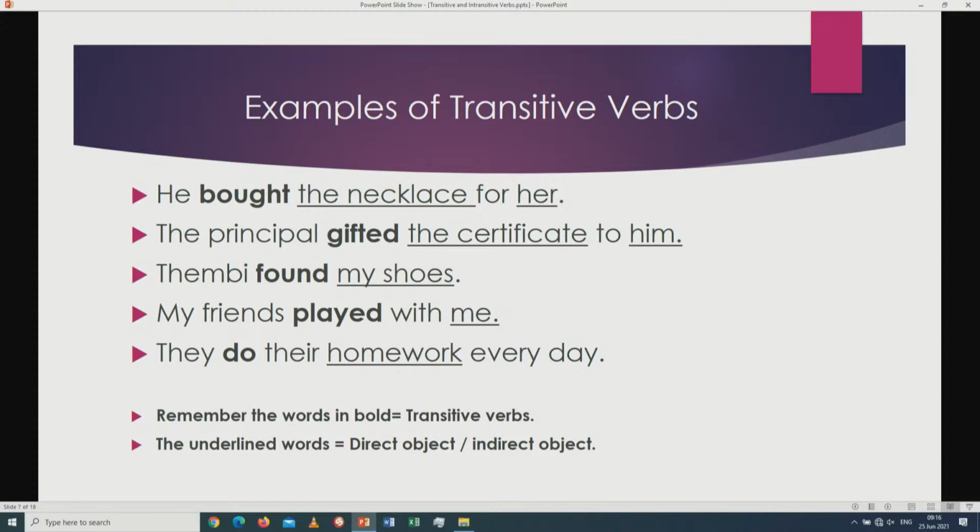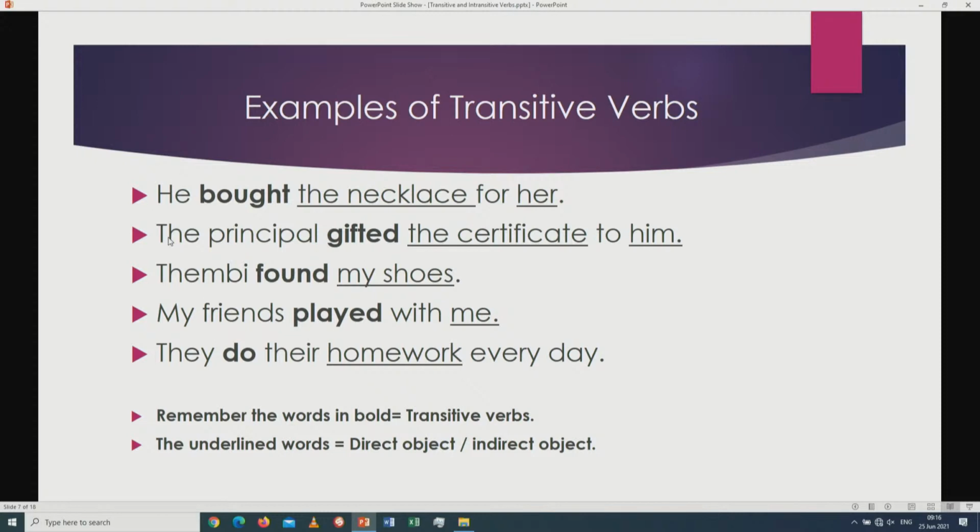Examples of the transitive verbs would be, he bought the necklace. So, he would be the subject. Did what? He bought. That is your verb. Now, what did he buy? He bought the necklace. For her is an add-on. So, he is the subject. Bought becomes your transitive verb because it carries over onto a direct object. The for her, the other object, her, becomes an add-on. Therefore, it is your indirect object.